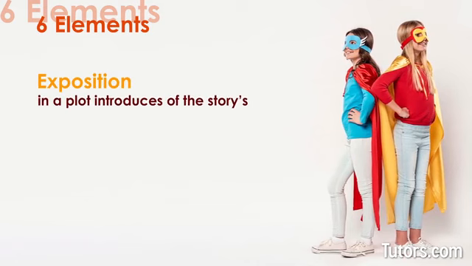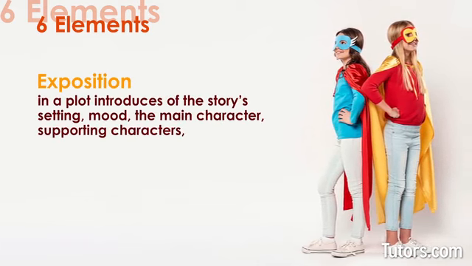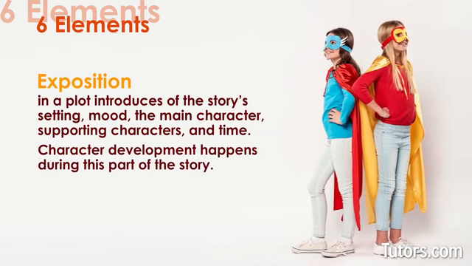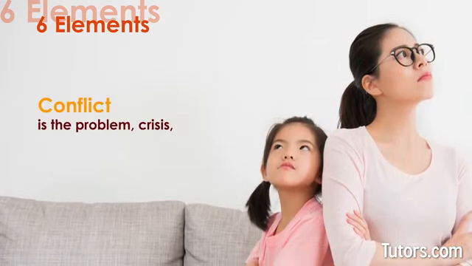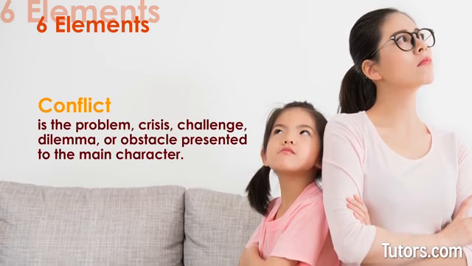Exposition in a plot introduces the story's setting, mood, the main character, supporting characters, and time. Character development happens during this part of the story. Conflict is the problem, crisis, challenge, dilemma, or obstacle presented to the main character.